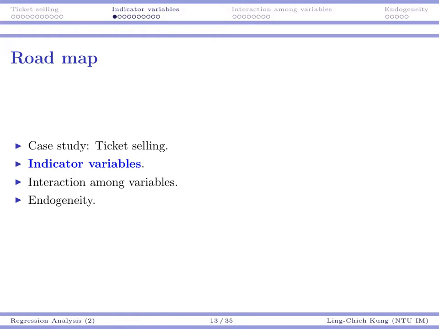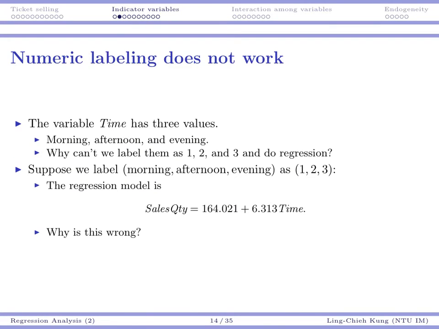Okay, let's continue. So in this video, we're going to talk about indicator variables. We know that the variable time has three values: morning, afternoon, or evening. The interesting thing is that even though we may label them as numeric numbers, even if we do that, we cannot use it as a quantitative variable to do regression. Okay? So we probably label them as strings. Then of course we cannot use it as a quantitative variable. But even if we label them as numbers, we still cannot.